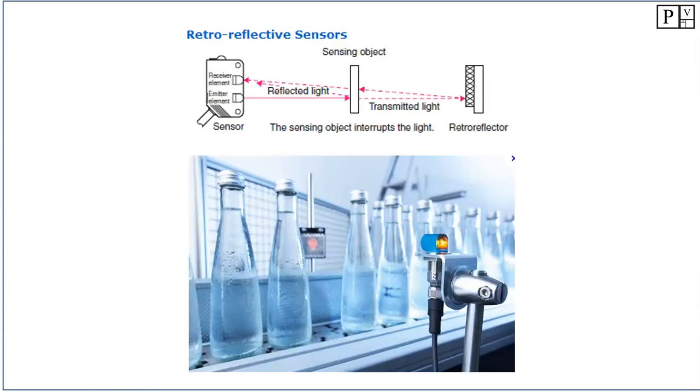Okay, some examples. So here we have the retroreflective sensor. How do we know it's a retroreflective sensor? For one, it's on an angle like this, and then you can see the reflector on the back there, sending that infrared light back to the receiver here.